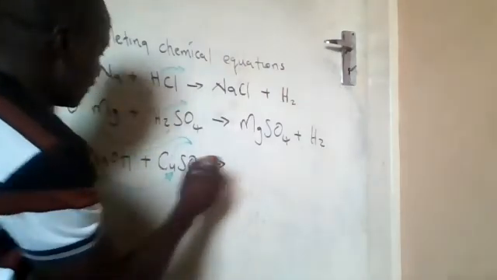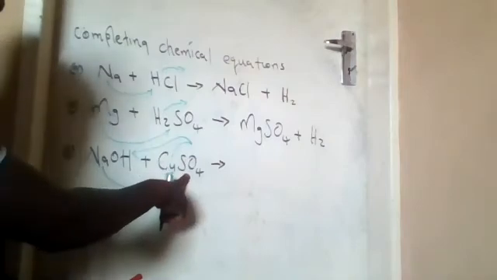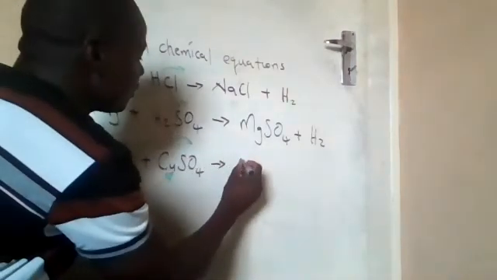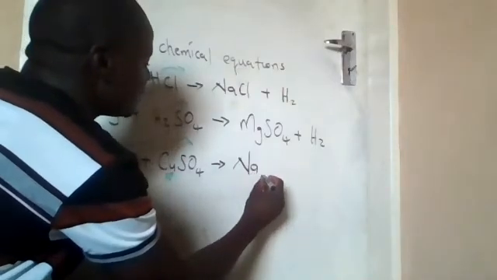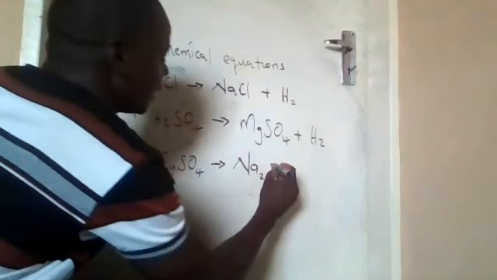So what we're going to do here, but remember the sulfate has a valence of 2. Sodium is in group 1, has a valence of 1. So we're going to have sodium with a valence of 2, which is coming from the sulfate.